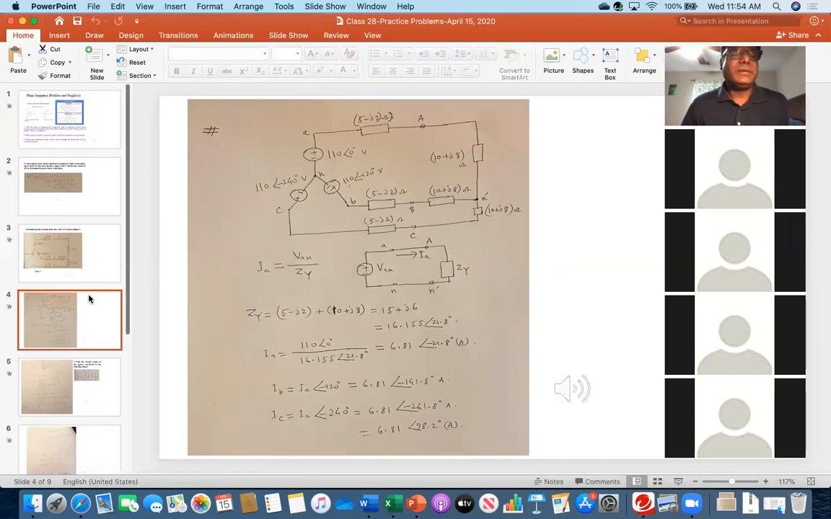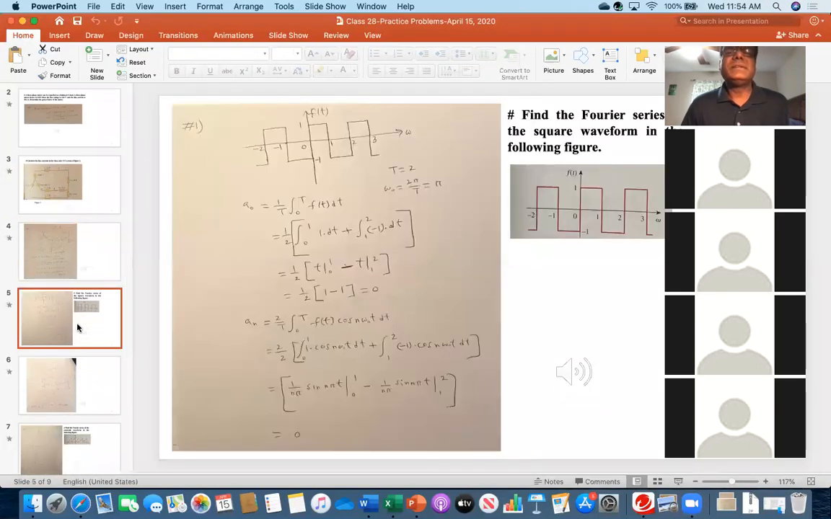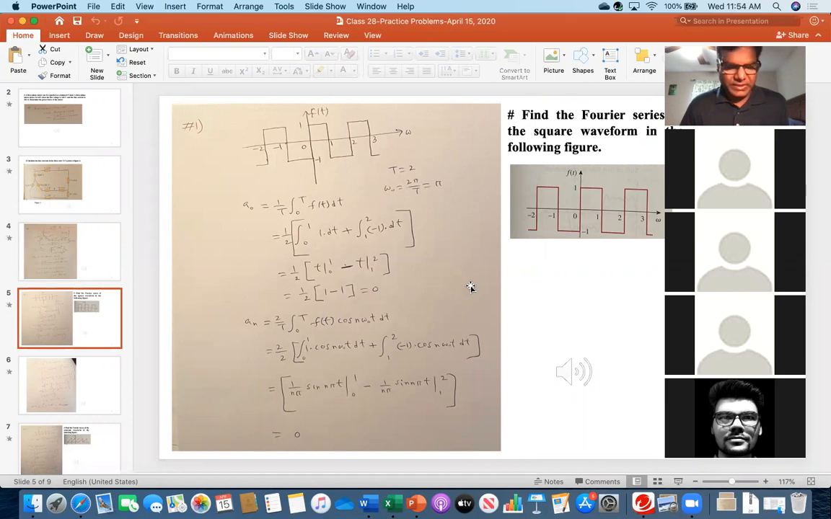Okay, so then moving forward, as I told that today we are practicing, again I'm going back to the Fourier series. In last class, we solved, I think, one or two problems, but today I have brought a different function. It's rectangular form or square form.